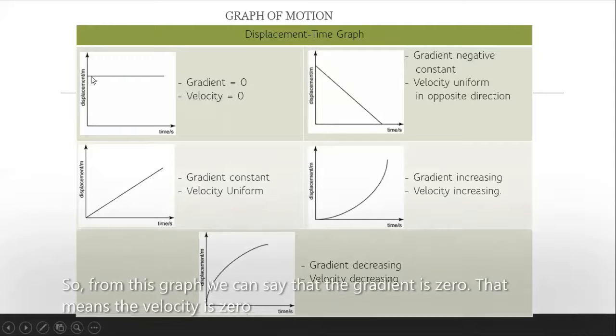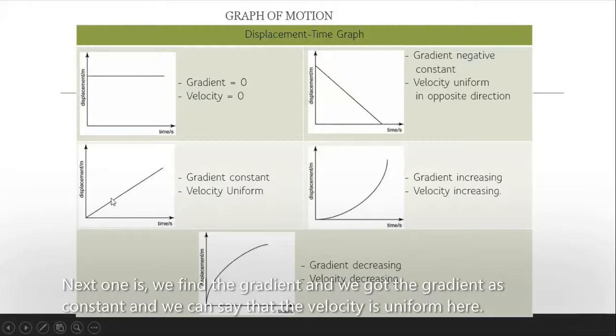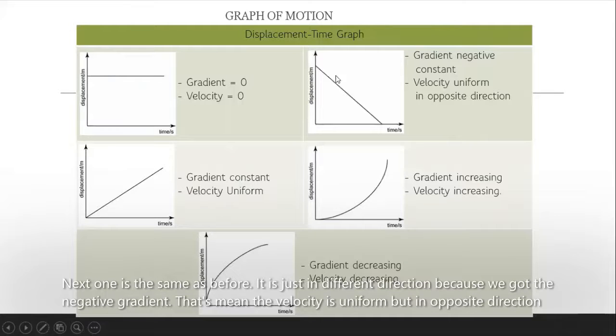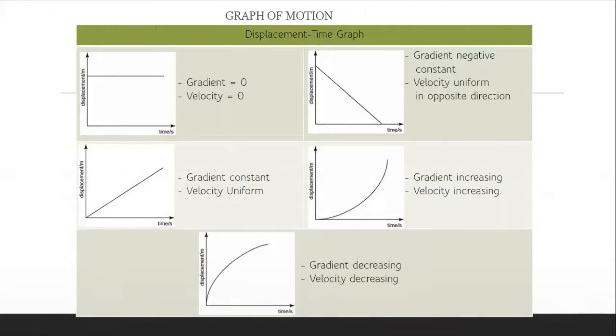So for this graph, we can say that the gradient is 0. That means the velocity is 0. Next one is, when we find the gradient, we got the gradient as a constant. So we can say that the velocity is uniform here. Next one is the same as before. It's just in a different direction, because we got the negative gradient. That means the velocity is uniform, but in the opposite direction.